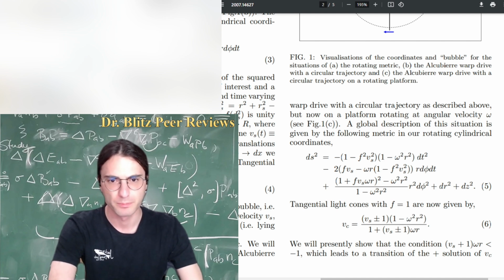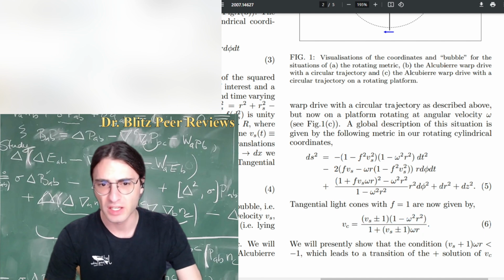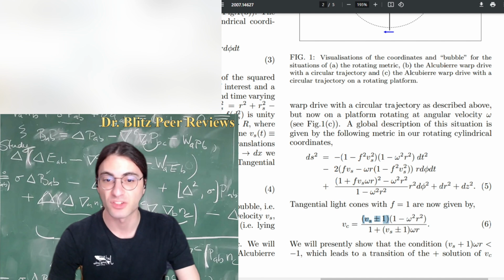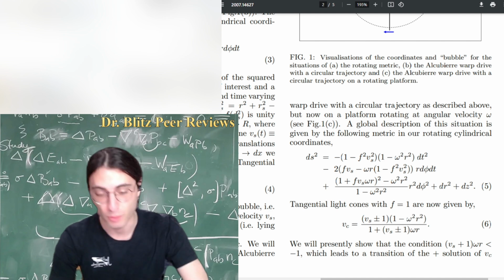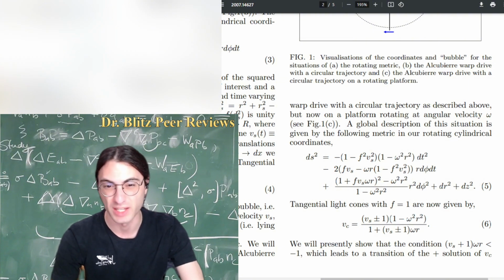Where were we? Right, okay. We'll presently show that the condition... okay, we should look at this. The light that's moving in front of you, ahead of you, has a speed that's faster than the speed of light, because it's moving with the rotating coordinate system. You can tell that because there's a plus here. And if it's moving away from you, then there's a minus. Okay, fine.